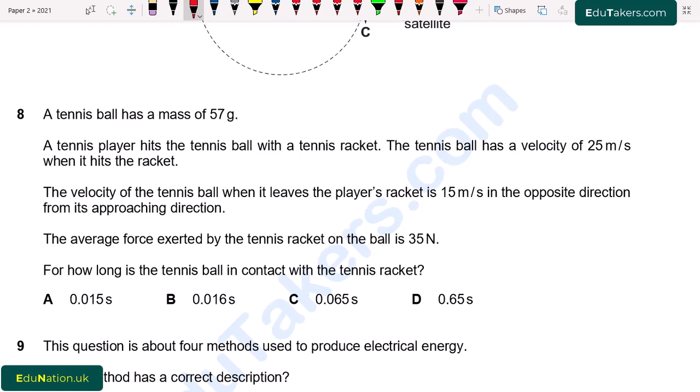Question number 8. A tennis ball has a mass of 57 gram. A tennis player hits the tennis ball with a tennis racket. The tennis ball has a velocity of 25 meters per second when it hits the racket. The velocity of the tennis ball when it leaves the player's racket is 15 meters per second in the opposite direction from its approach direction. The average force exerted by the tennis racket on the ball is 35 Newton. For how long is the tennis ball in contact with the tennis racket?